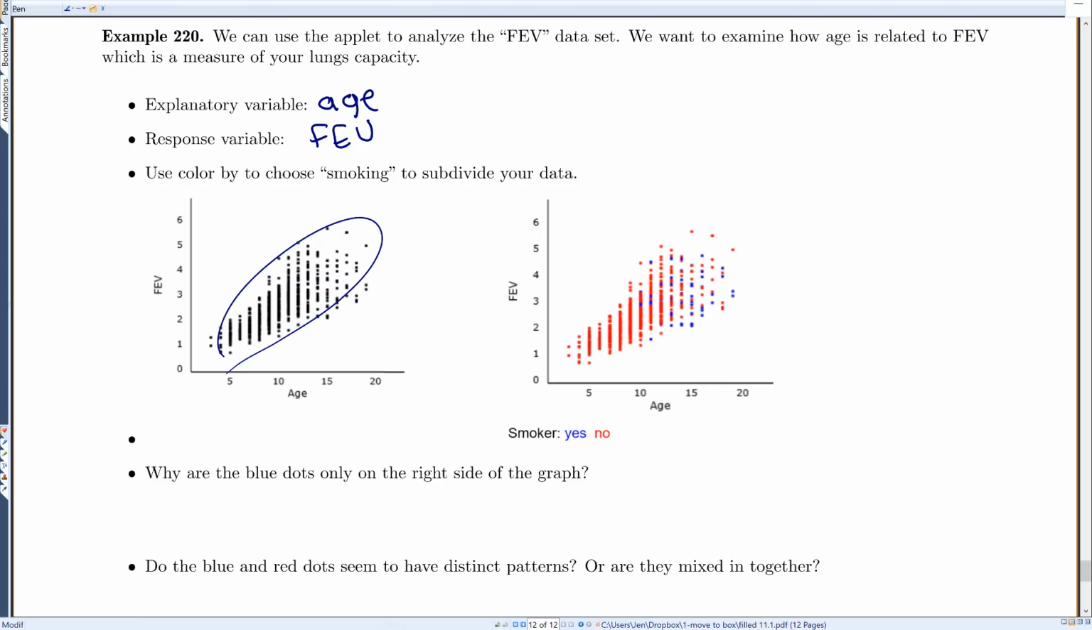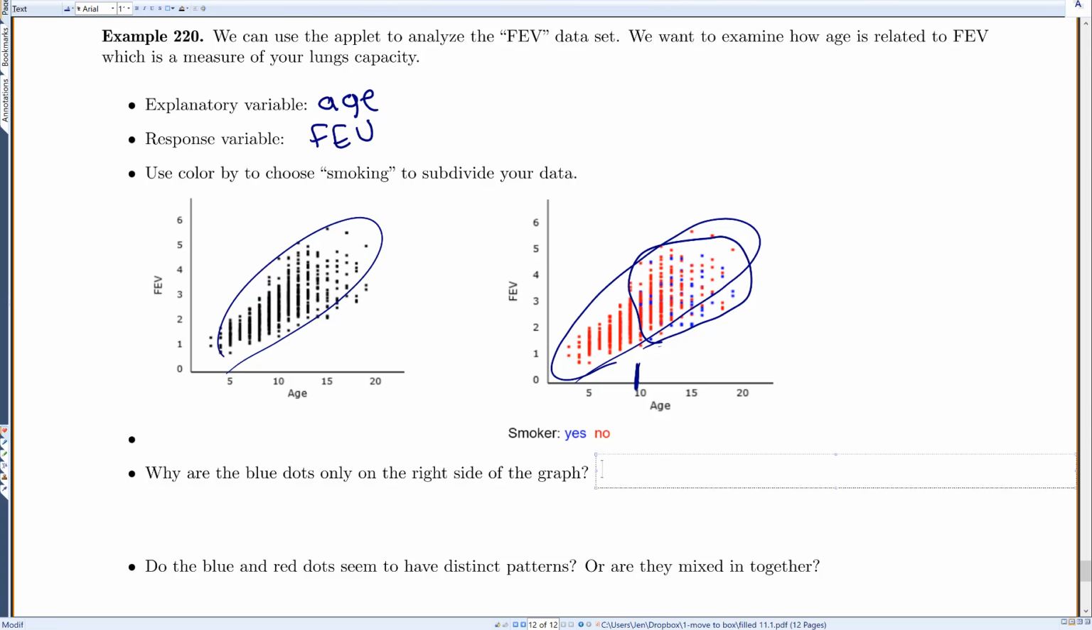Coming back to our notes, you can see that the red is all the way along this entire pattern, but the blue is only right here. So why are the blue dots, the smokers, only on the right side of the graph? Well, here's your age. Right about here, I think it's telling you that there were no smokers under the age of 10, which is really sad to me that there are people smoking even at 10. The reason there are no blue dots down there is that there were no smokers under the age of 10.